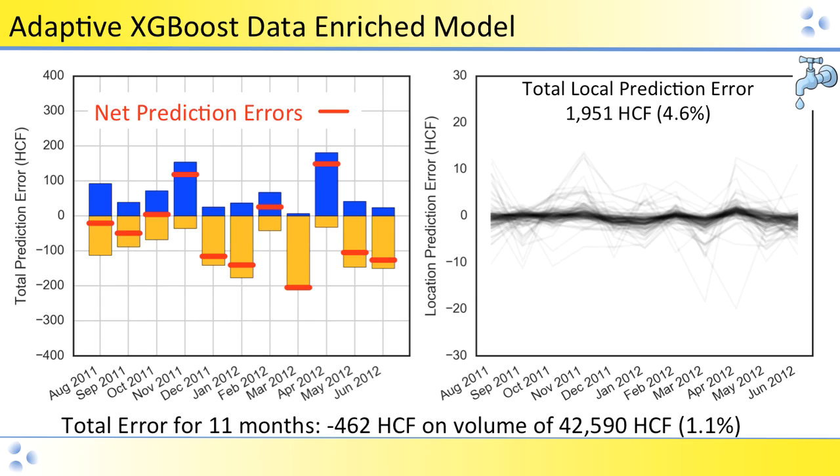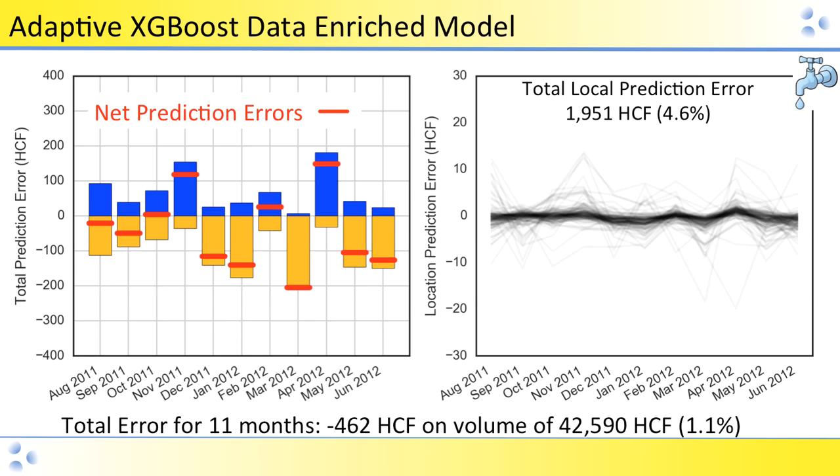So the combination of both of these means that the net result of my predictions is now down to about 460 HCF on the total volume. So I've cut my total error by about half, as well as my local prediction error, which also improved a little bit over the linear model.